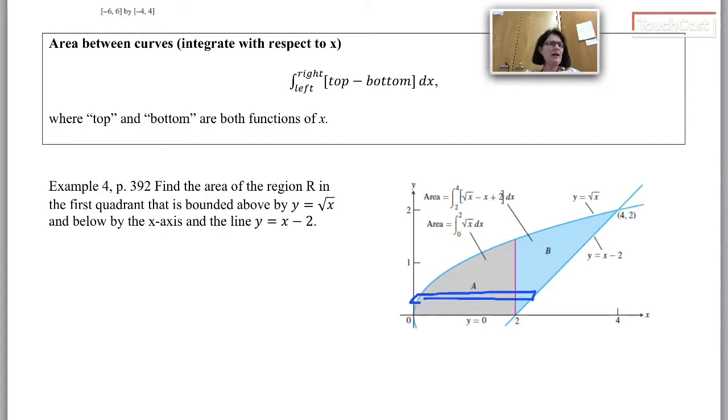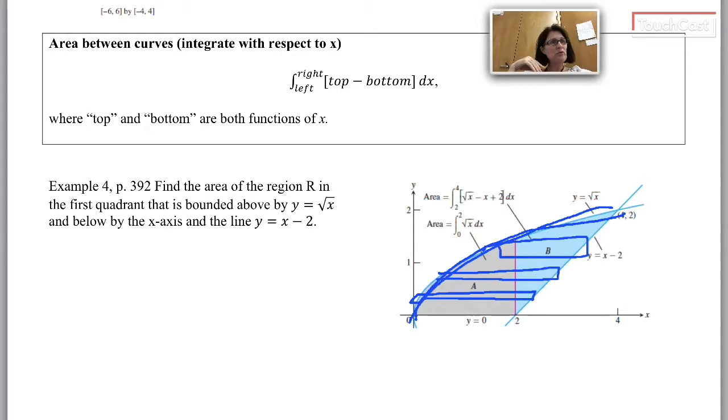I could instead have my rectangles have a horizontal orientation, and in this case the width of the rectangle is a very small change in y, so I'm going to call that dy. And no matter where I draw my rectangles, now with this orientation I have the same curve telling me the leftmost boundary. Every one of those rectangles touches this curve with its left hand side, and I have the same curve, which is y equals x minus 2, telling me about the right-hand boundary of my rectangle.